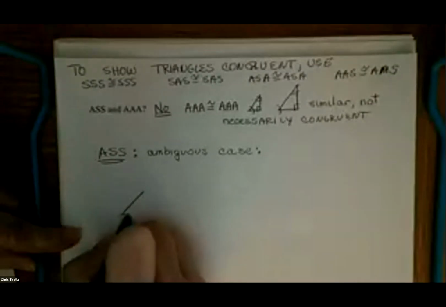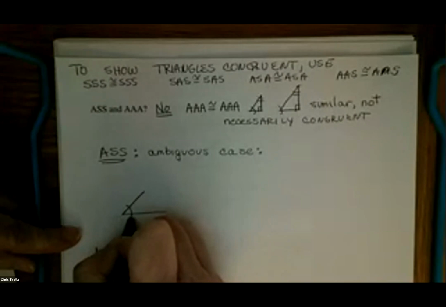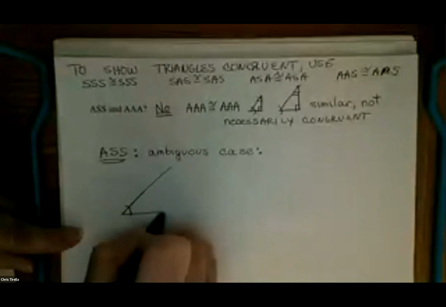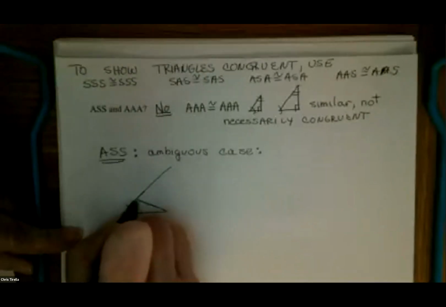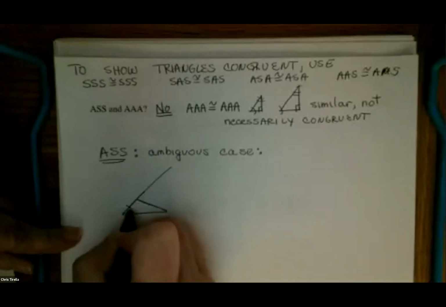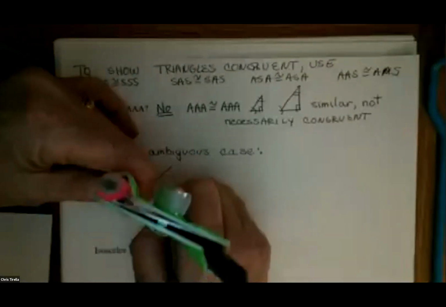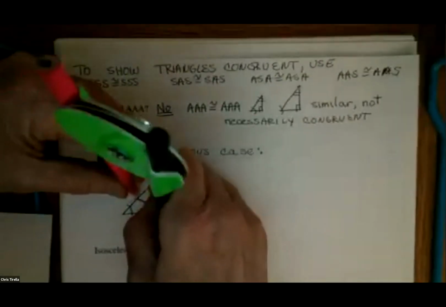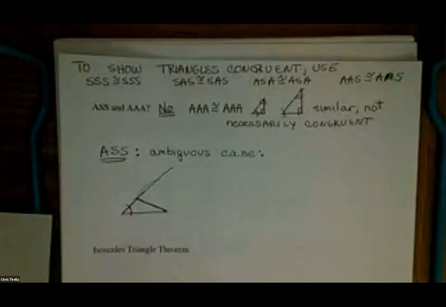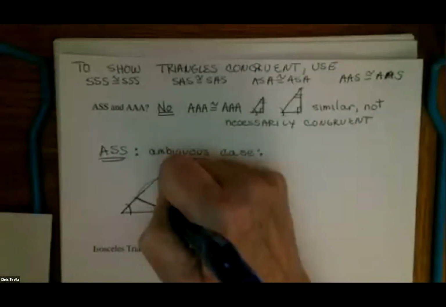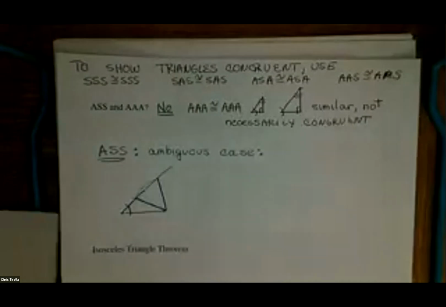Angle, side, side does not work because it leads to something that's considered an ambiguous case. Sometimes if I have an angle and a side, let's say I have a length for the third side. This third side could meet here, but if I take my compass, couldn't that third side also potentially meet here? And so both those triangles there have the same angle.